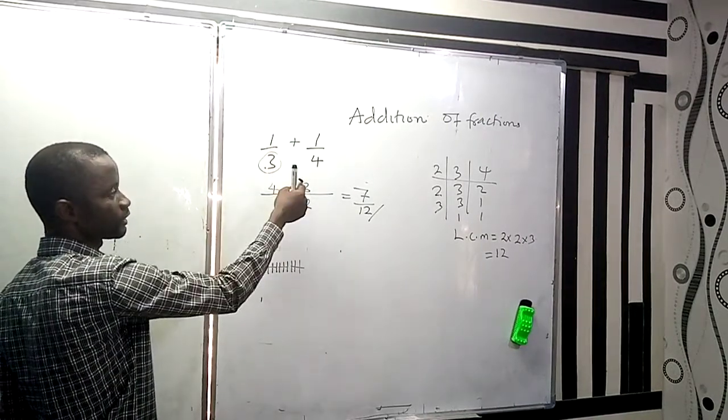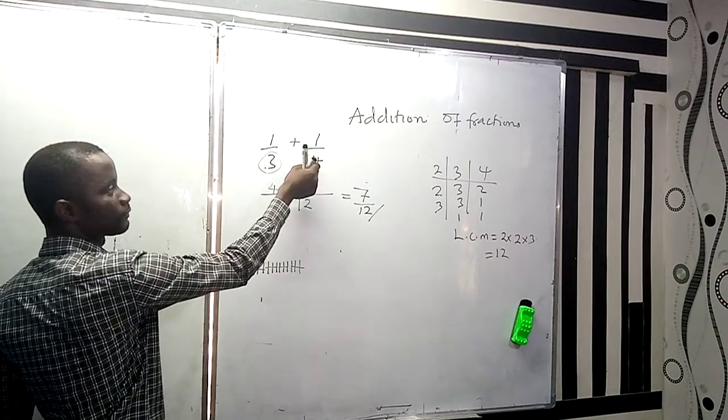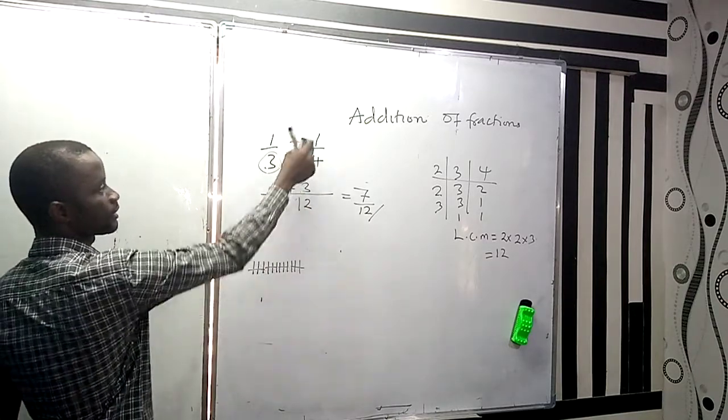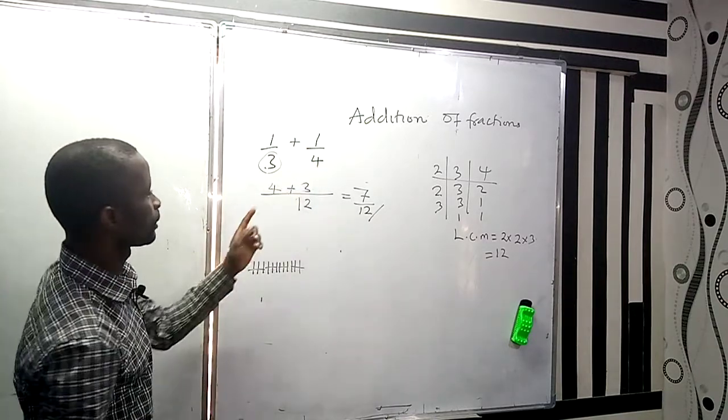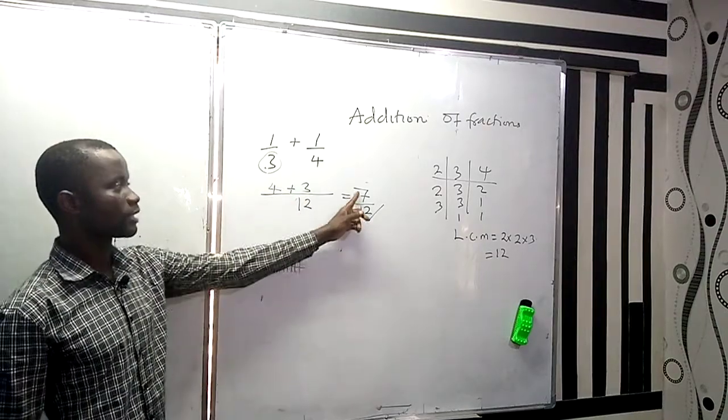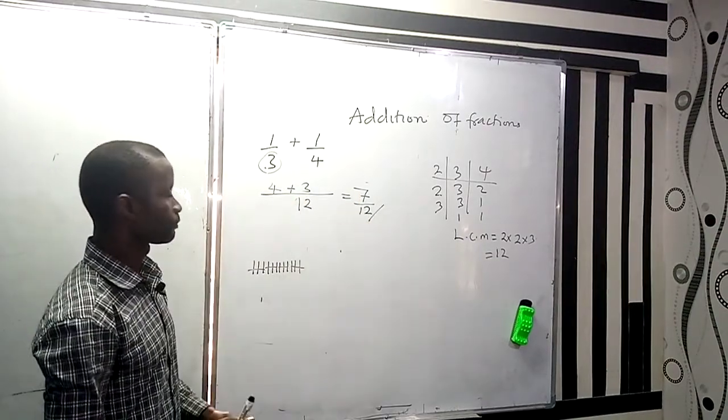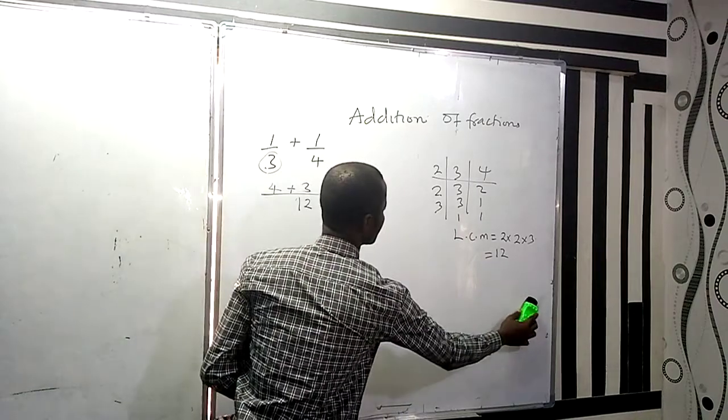Plus, this addition sign, you put it here. How many times does 4 divide 12? It is 3. 3 times 1 is 3. And then 4 plus 3 is 7, that's 7 over 12. Now let's look at another example.